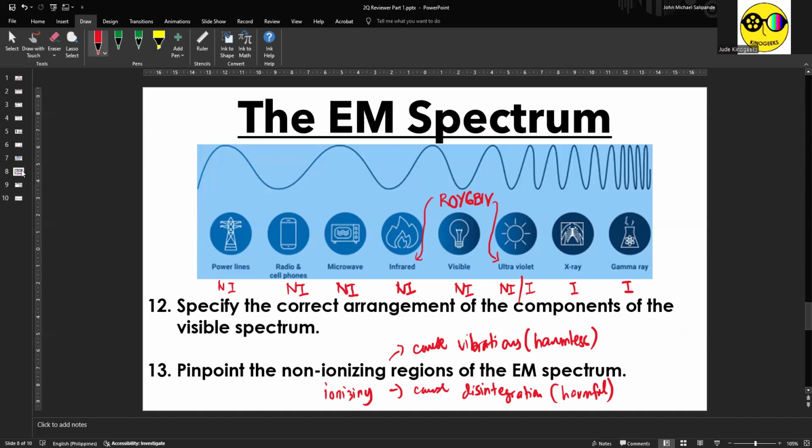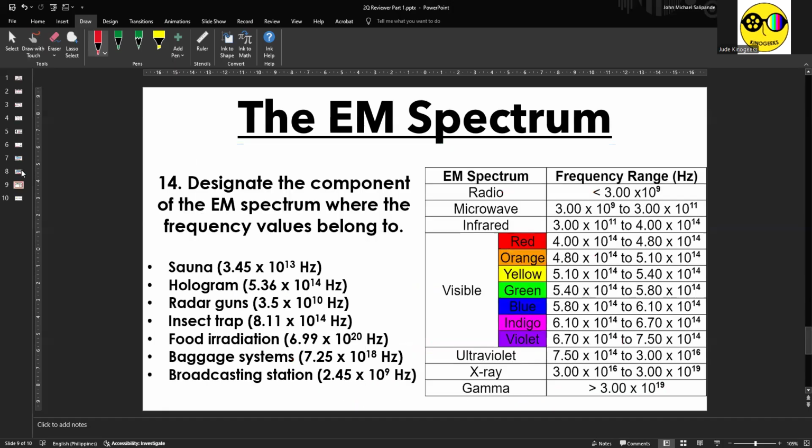Okay, next, slide number 9. Let's talk about the frequency range. Designate the component of the electromagnetic spectrum where the frequency values belong to. Given the frequency range on the right, all you have to do is pinpoint where the following frequency values belong. Also, you have to find the range that they fit in.